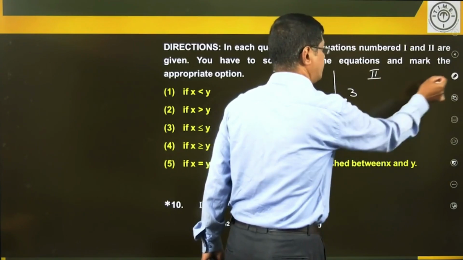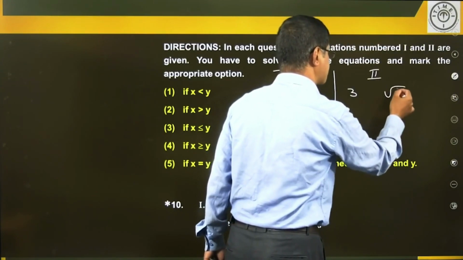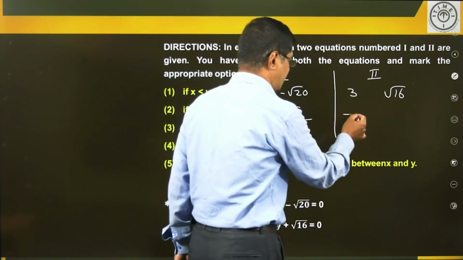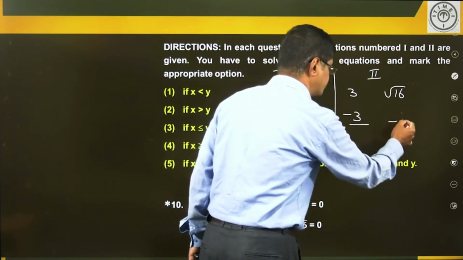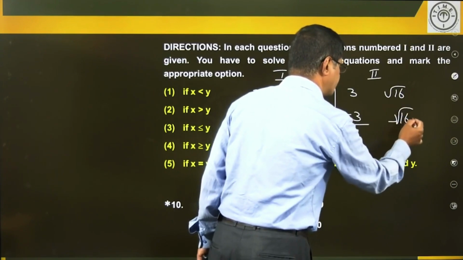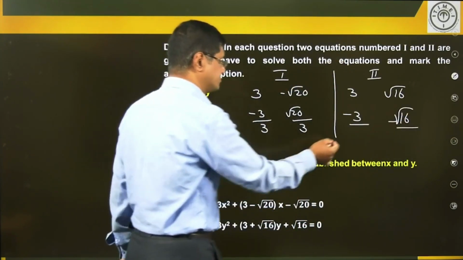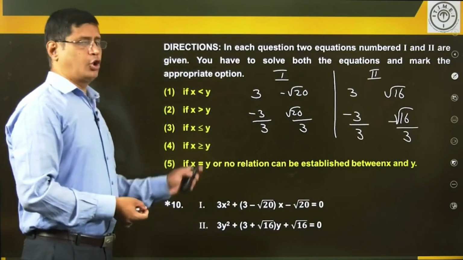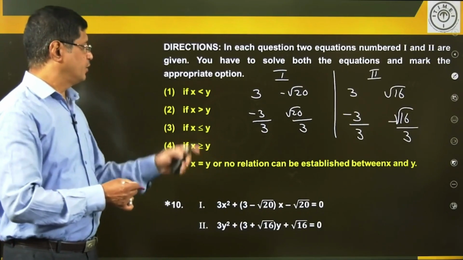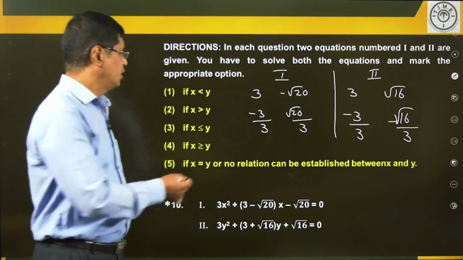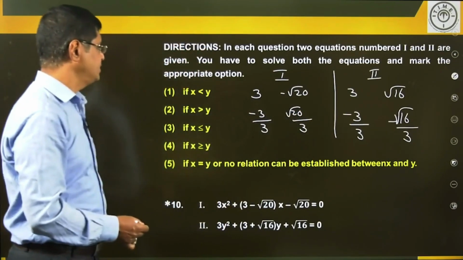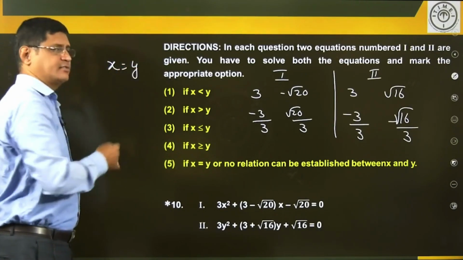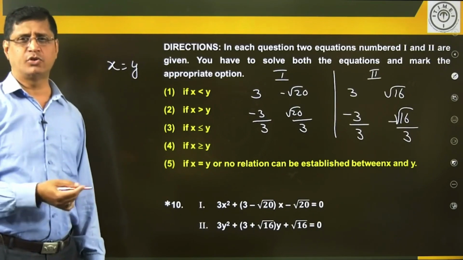Three plus root 16. So, okay. What about the roots? Roots are the same numbers with the opposite sign and divide with coefficient of y square. What is the y square? That is 3. Dear students, the denominators are same, just observe the numerators. Minus 3 means they are equal. Equal means x and y are same. X is equal to y.